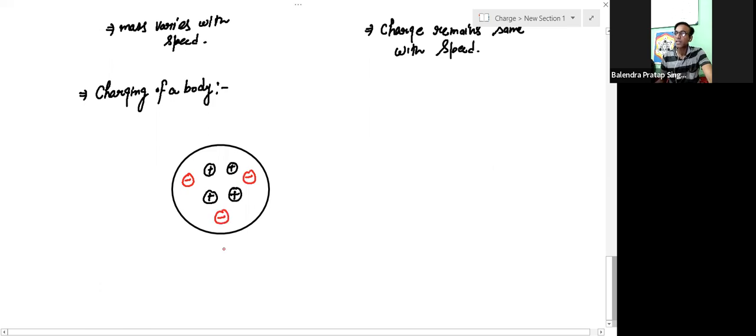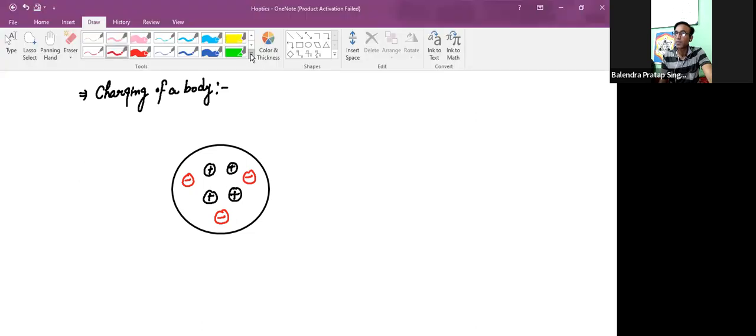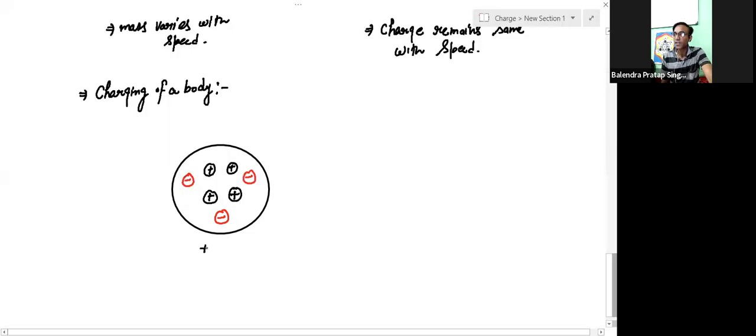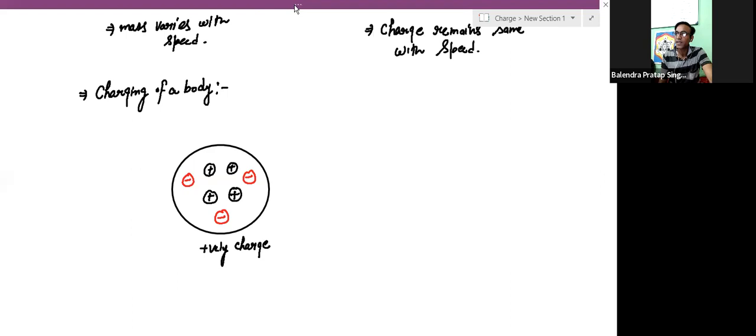Okay, so in this case we say that this body is positively charged. Next, I am considering another example.